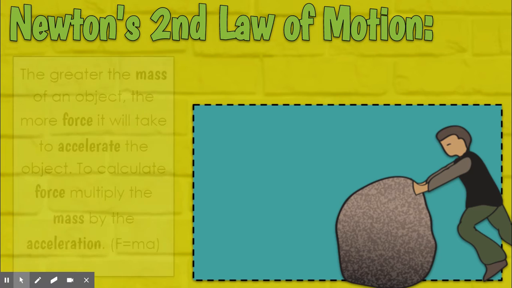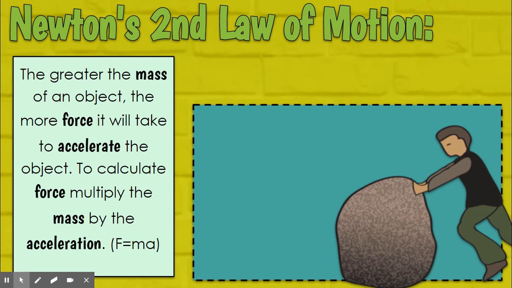Next is Newton's second law of motion. Newton's second law states the greater the mass of an object, the more force it will take to accelerate the object. To calculate force, multiply the mass by the acceleration. So what you really need to remember for this is it's going to be harder to stop and start an object that has more mass. An object with less mass is going to be easier to start and stop. So it takes more force to actually move an object with greater mass.